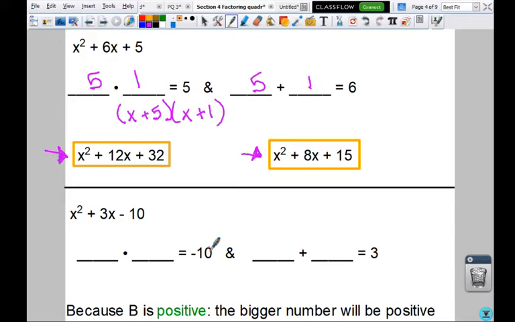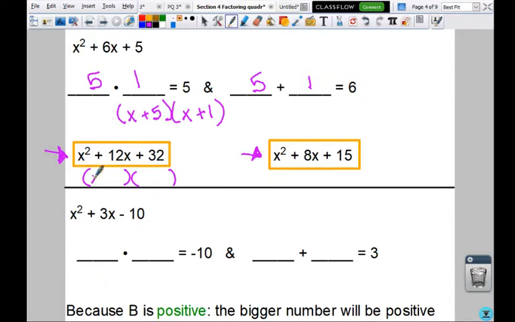Well, look at these next ones. All right, let's go over these ones. Negatives. So on this first one, Austin, what times what is negative 32 and adds up to 12? 8 and 4. Which means when I make my factored form, what does that look like?